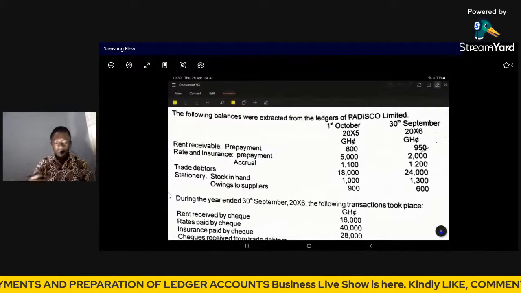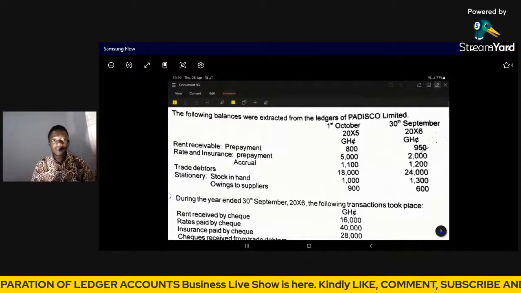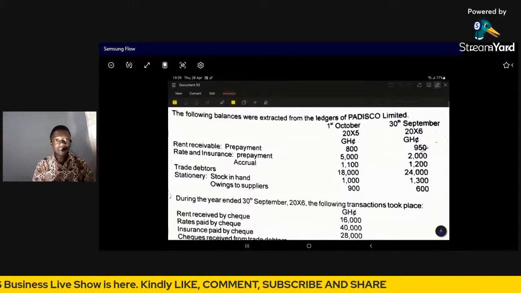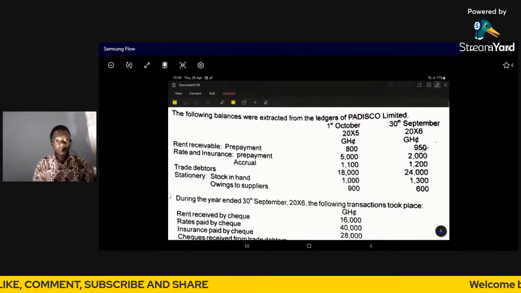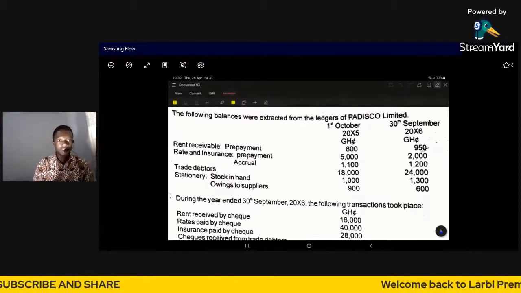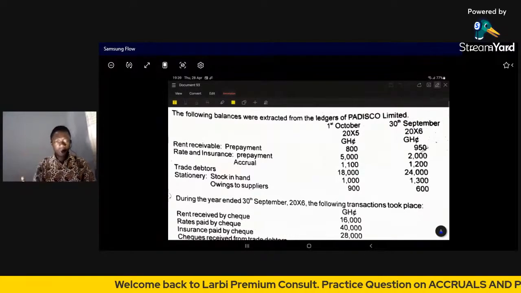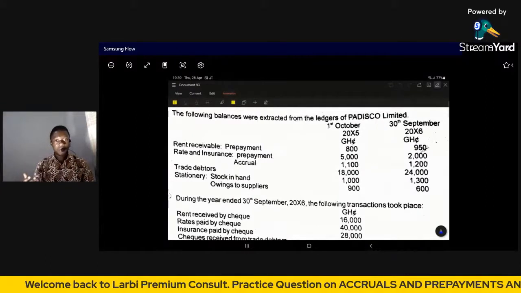Even before we get excited about this question, one thing we need to understand when it comes to accruals and prepayments is that it forms the basis of your double entry recording. Once you get this concept right, you should be able to record transactions as and when they occur. What do you mean by accruals? What do you mean by prepayment?